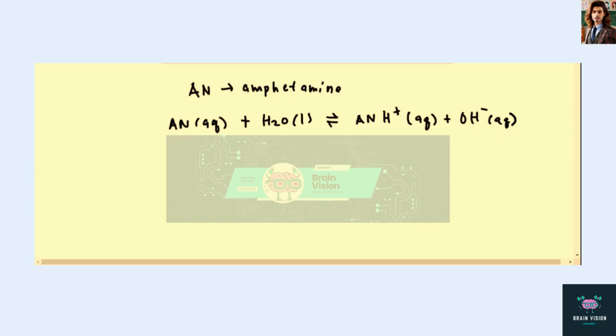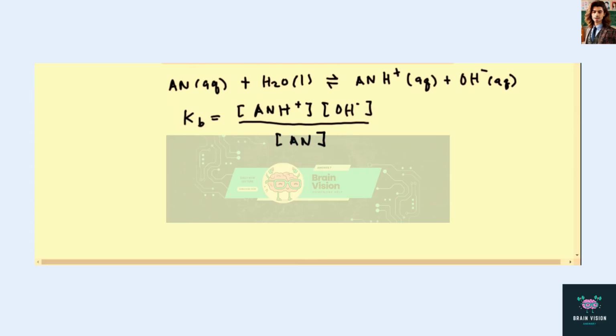We can represent this with a Kb expression, or the equilibrium constant expression, which is the ratio of the equilibrium concentration of the product ions over the equilibrium concentration of the acid, or the base itself.